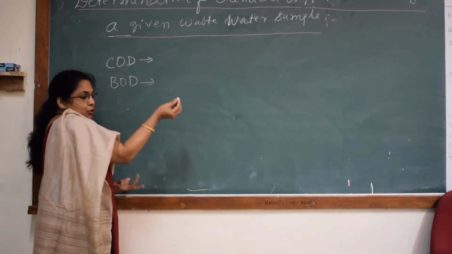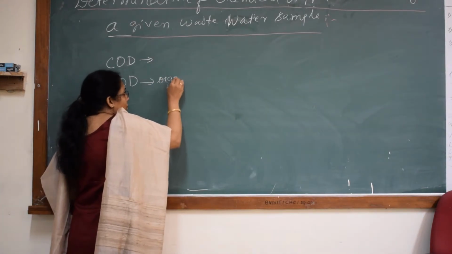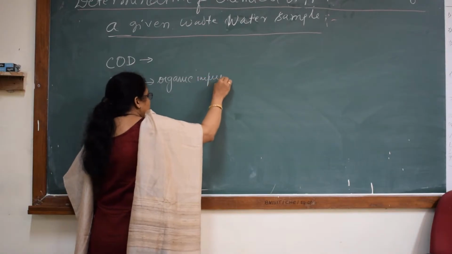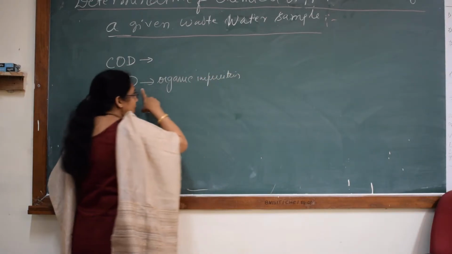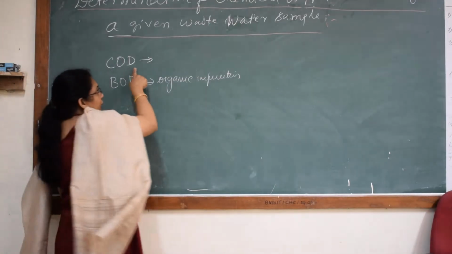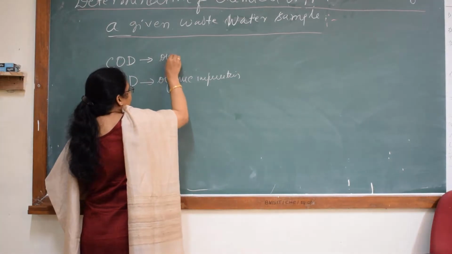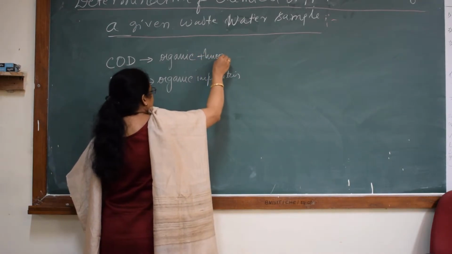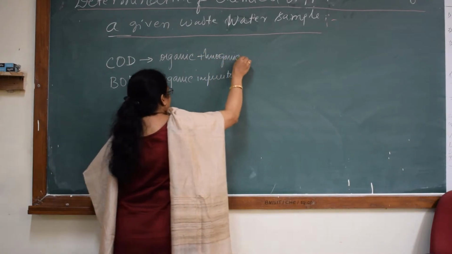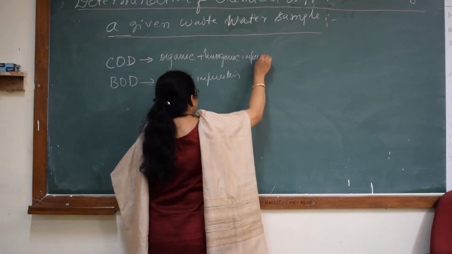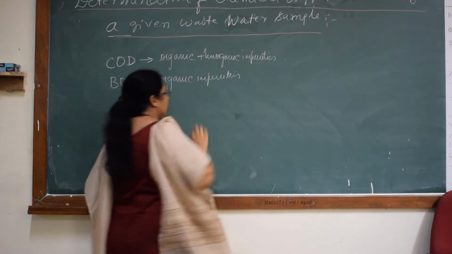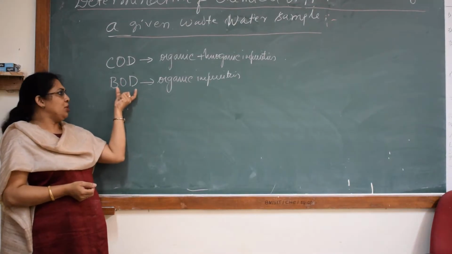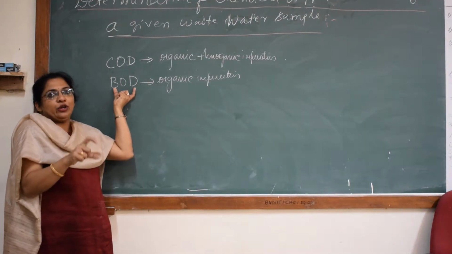There are many biological impurities, or we can call them organic impurities here. So, we are going to measure the organic impurities in the case of BOD, and in the case of COD we are going to measure both organic plus inorganic impurities. Okay, clear? So in this case we can see BOD is, as the name says, the biological oxygen demand.